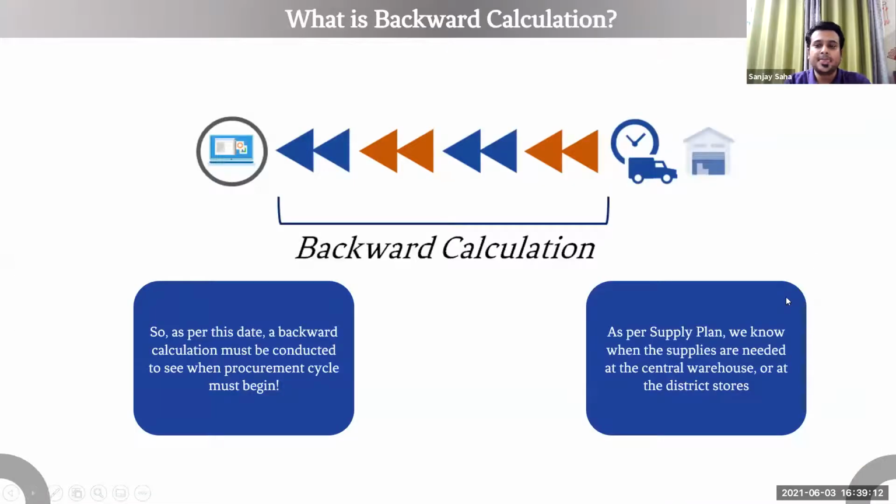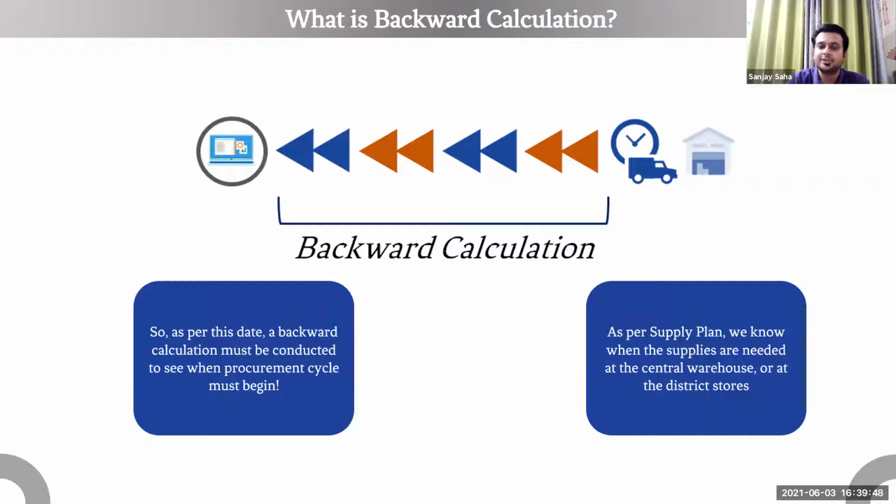Moving on, this is something we use in procurement. We call it backward calculation. What it means is that we start with the date when we want the supplies to be available at a central warehouse or a district store or a hospital. That is our target date. From there, we do the backward calculation to understand when we should begin our procurement cycle. That's what we call the backward calculation.